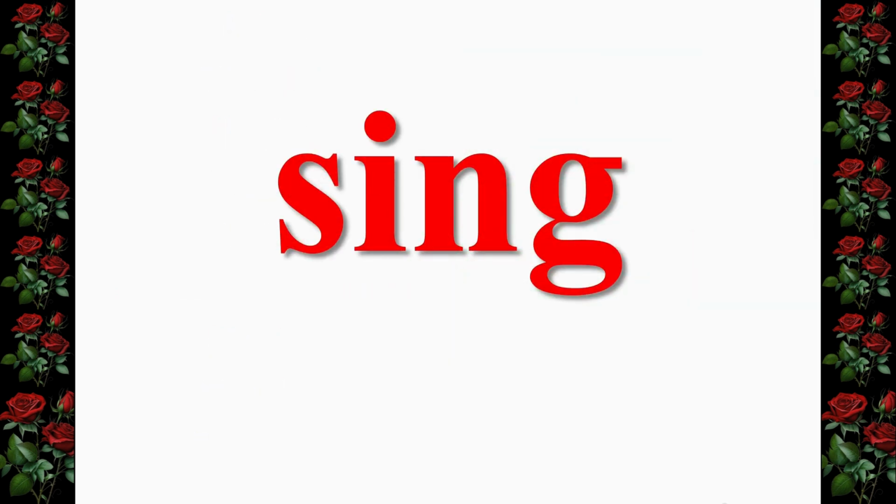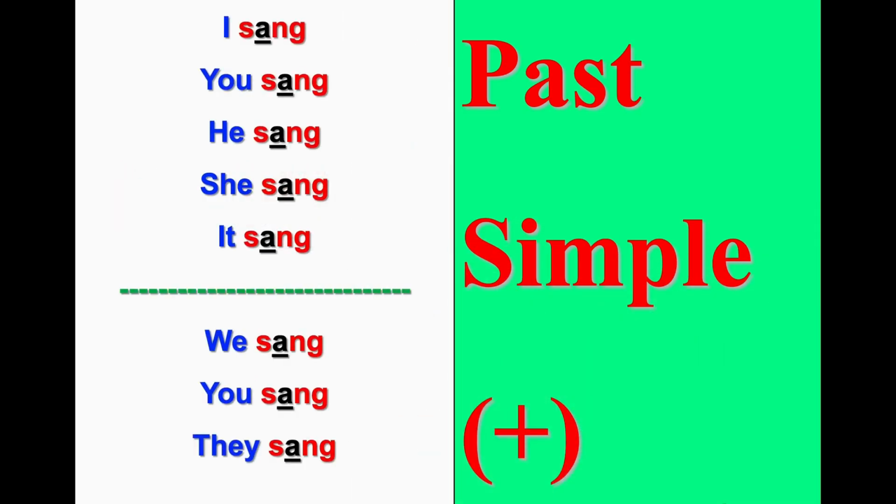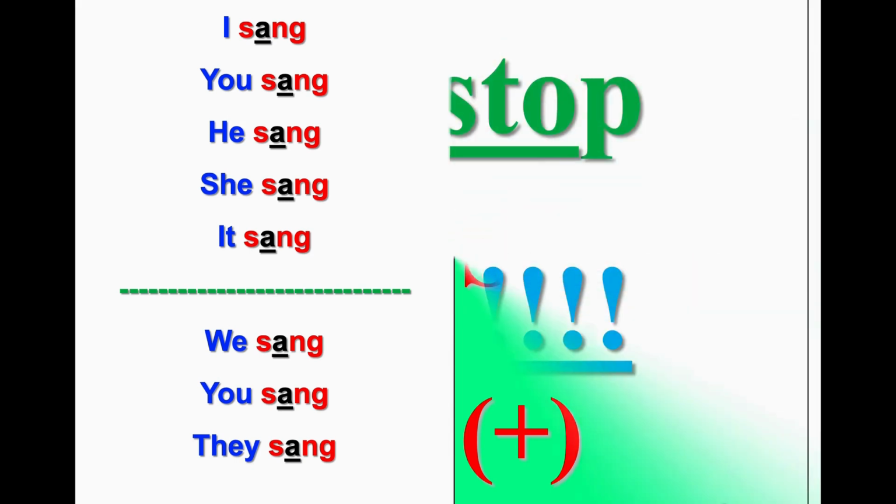Sing, it's like ring. We change I to A, but we need to pronounce it "sang", not "song", no, sang. I sang, you sang, he sang, she sang, it sang, we sang, you sang, they sang.